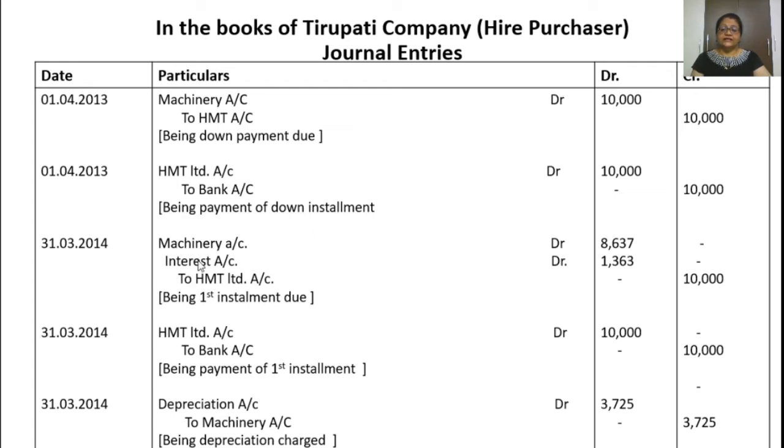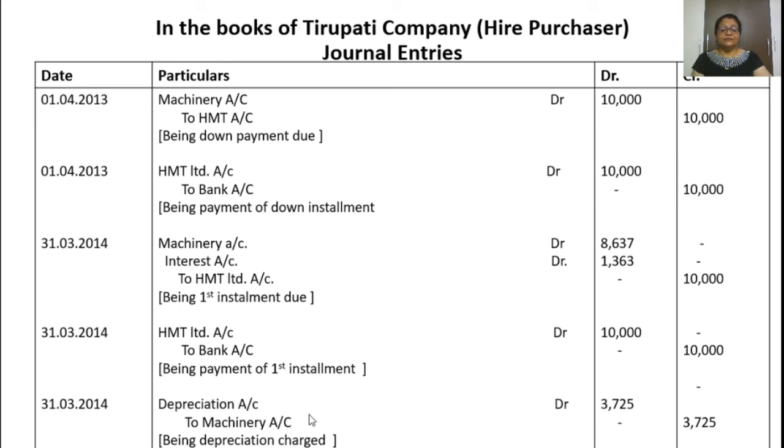Then at the end of the first year, the first installment becomes due. Once the first installment becomes due, you pass this journal entry: Machinery account is debited with the first year principal amount and interest account with the first year interest, then to HMT with the total installment. You have to refer to the chart to write these amounts. Once the due entry is made, next is the payment of the first installment: HMT account debit 10,000 to bank account 10,000. So the first installment is paid.